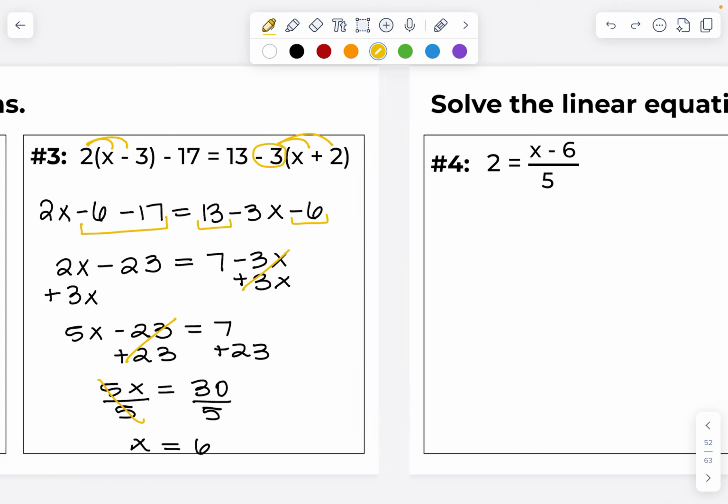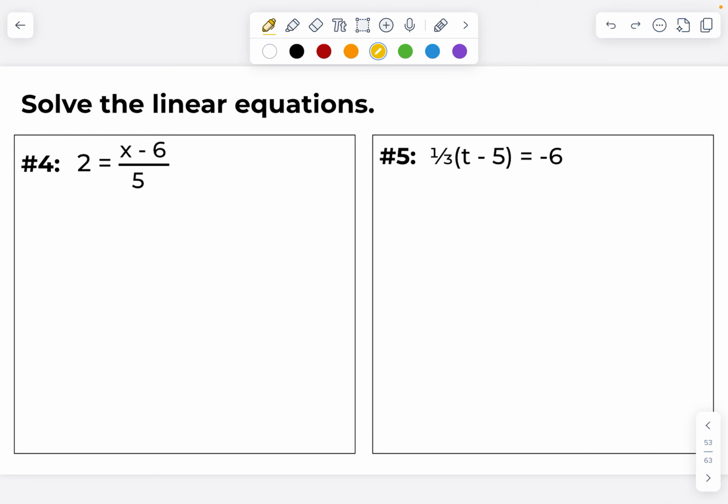Okay, we are now going to solve some equations that involve fractions. Okay, don't let the fractions scare you. All right, when we look at number 4, okay, we want to get to x. So we want to get to this. We want that to be by itself on that side of our equals.